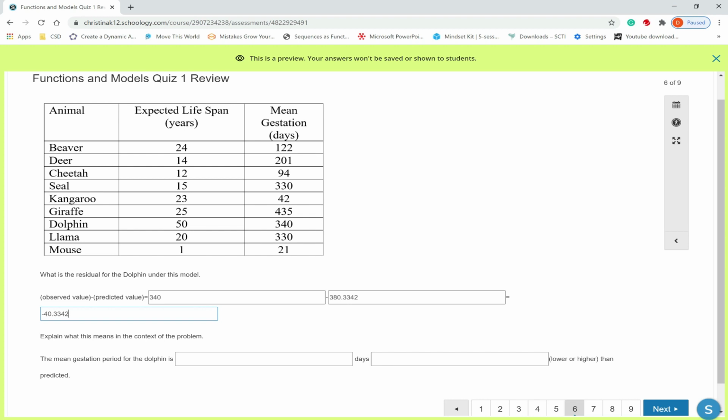Now, explain what this means in the context of the dolphin. So our answer is -40.3342 days. We predicted that it should have been 380 days for the gestation period. The 340 is going to be 40 days lower than we predicted, because we're going from observed to predicted. So the observed is lower than what we predicted.